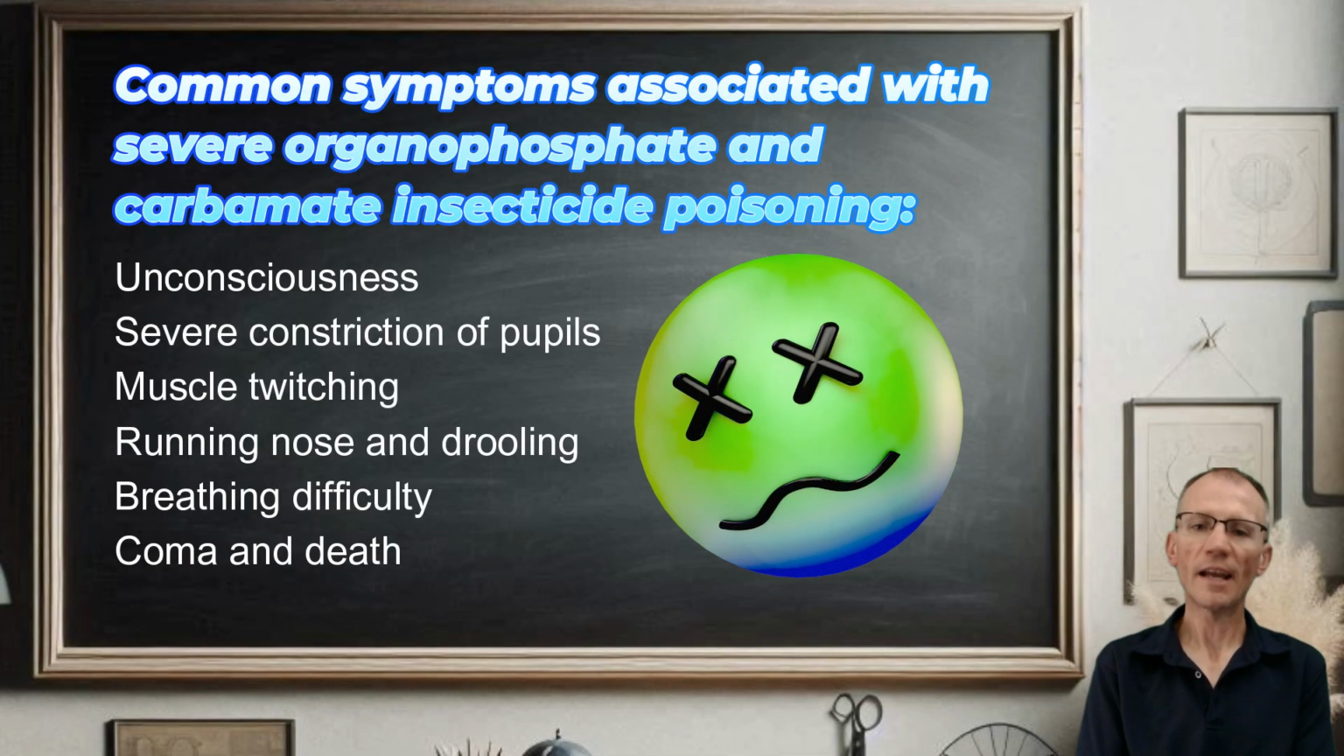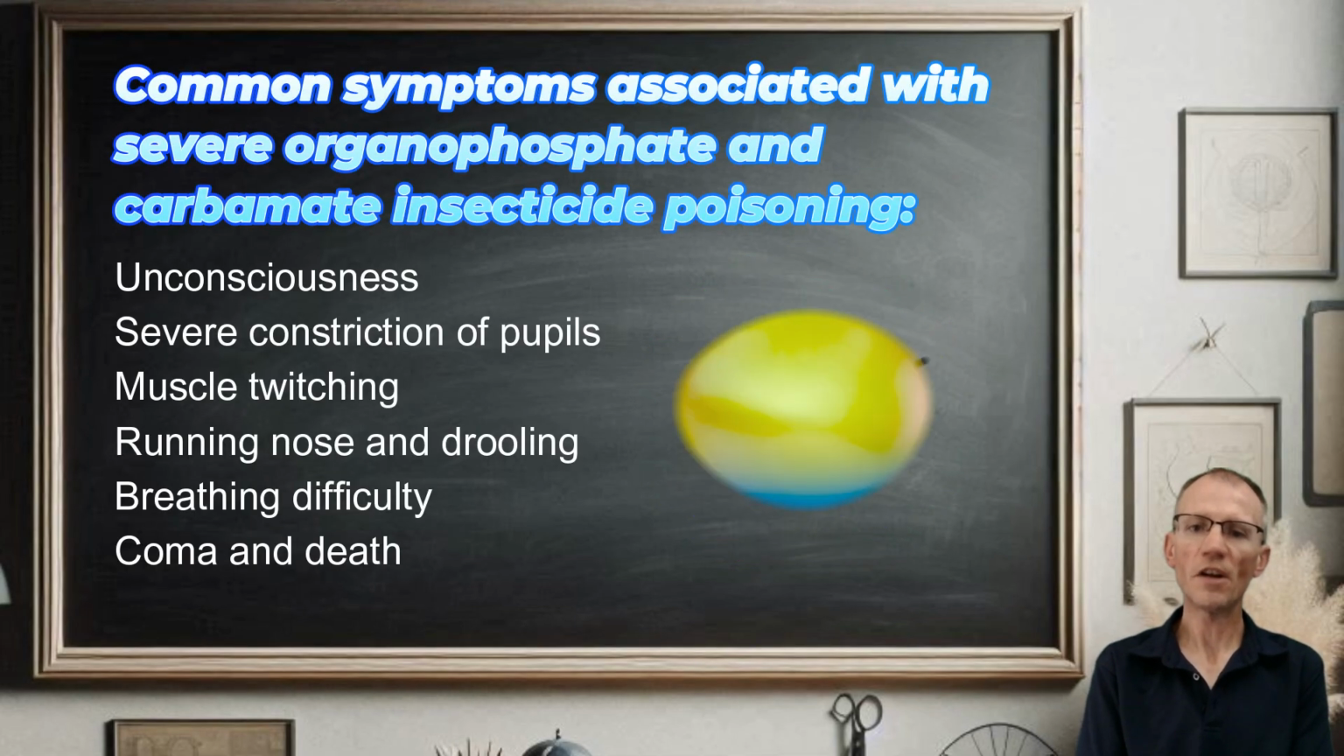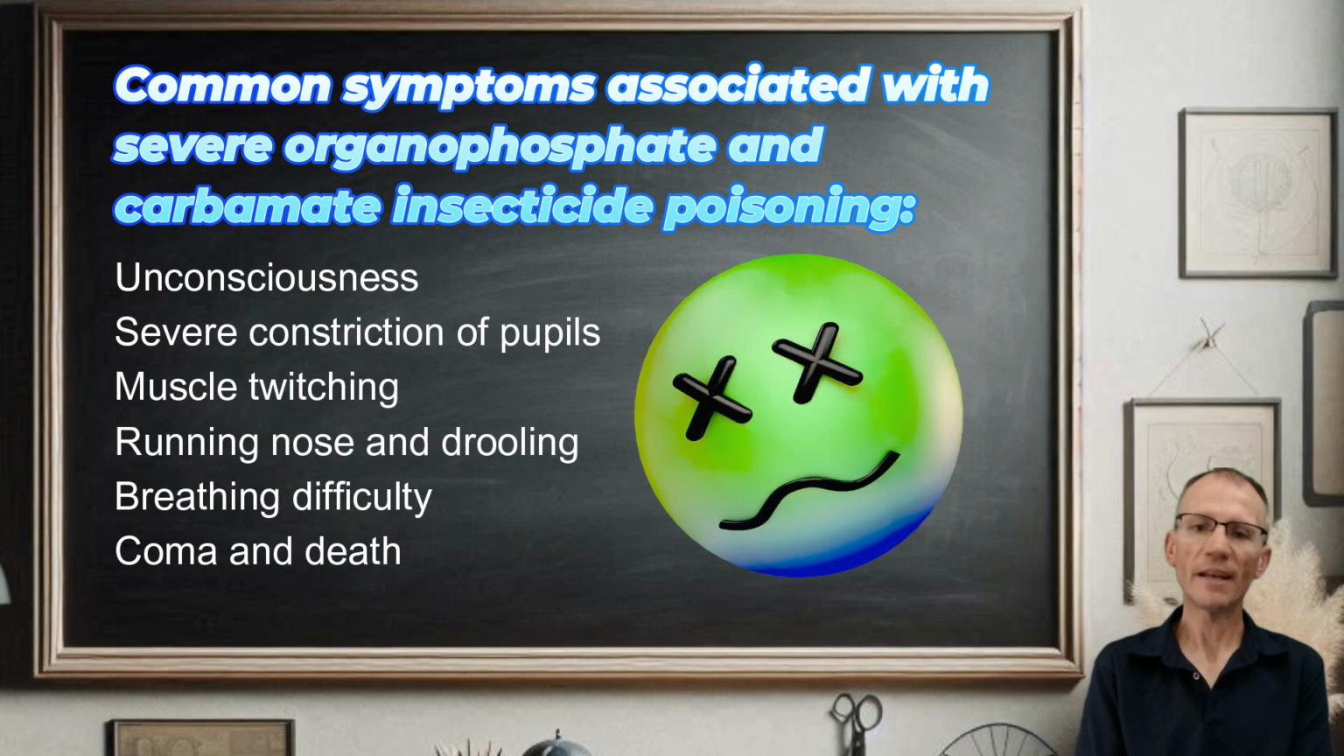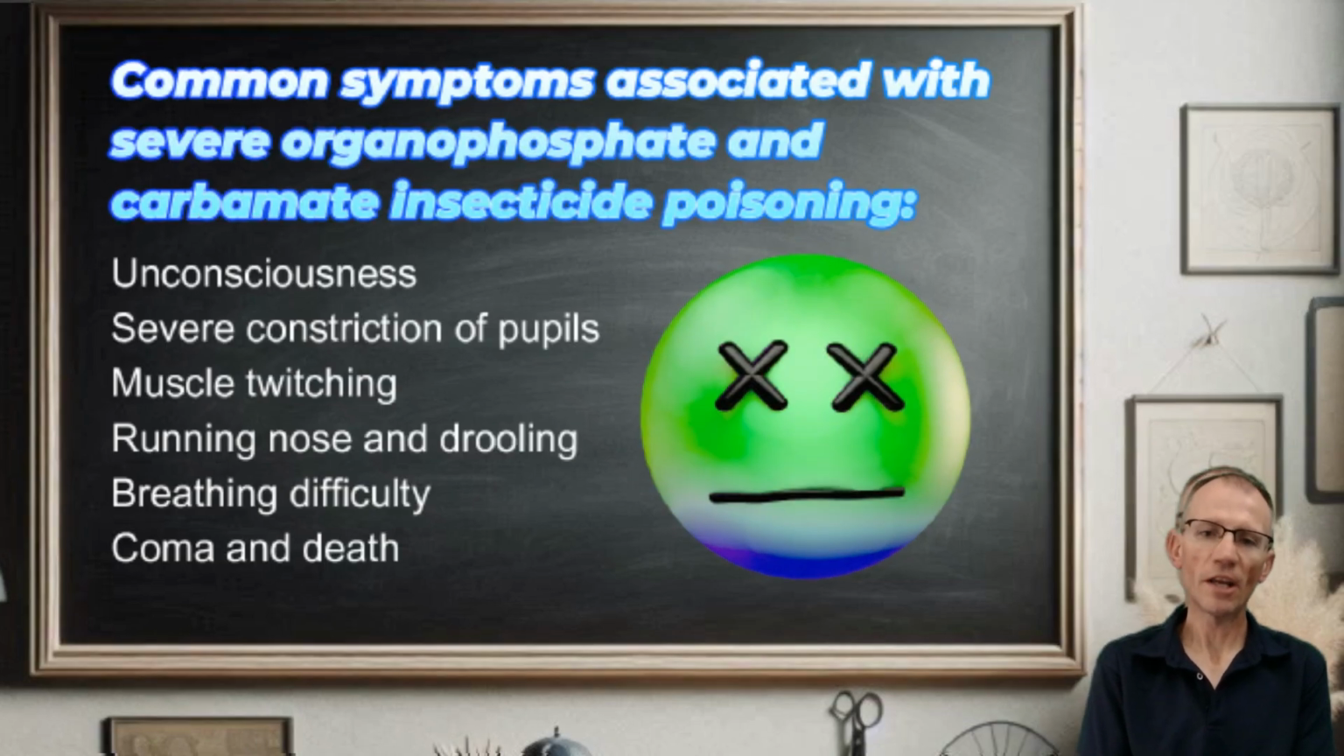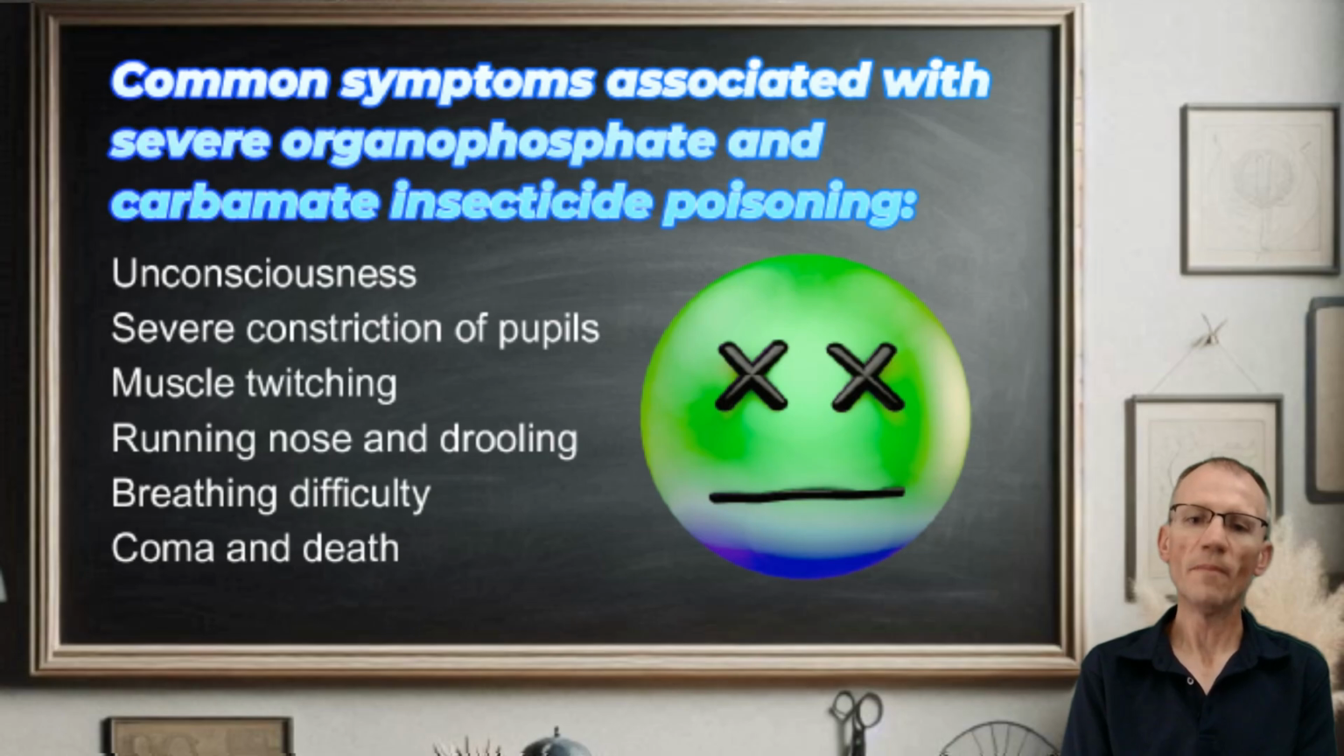And finally, let's look at common symptoms associated with severe organophosphate and carbamate insecticide poisoning. These would include unconsciousness, severe constriction of pupils, muscle twitching, running nose and drooling, breathing difficulty, coma, and death. So as you can see, when we talk about organophosphate and carbamate insecticide poisonings, they can be mild, moderate, or severe. And once we get to the severe stage, they get really bad and can lead all the way up to coma and death.